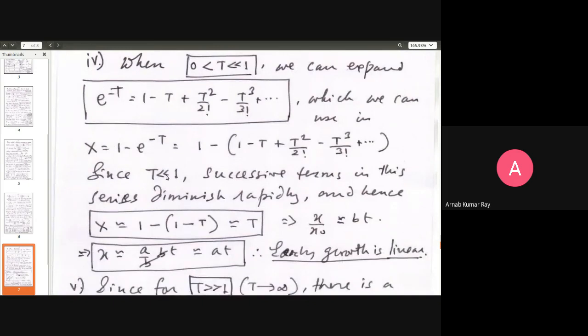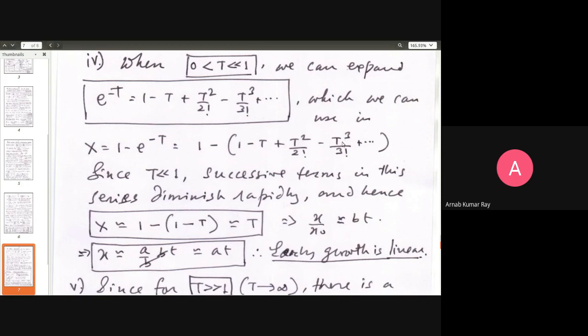Since t is very much less than 1, successive terms in this series will diminish rapidly. T is very much less than 1. I told you, let's say t is 10 raised to minus 3. T squared will be 10 raised to minus 6, 1 out of 10 lakhs. T cubed will be 10 raised to minus 9.